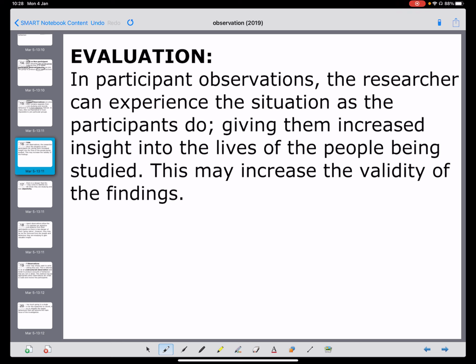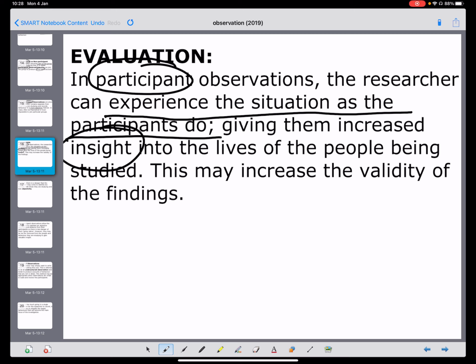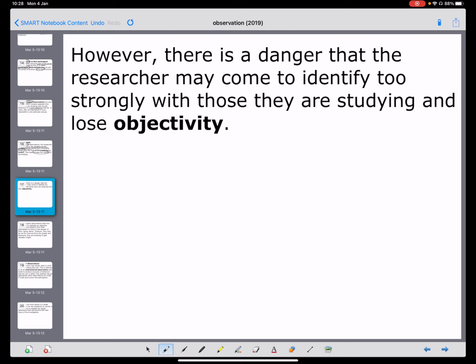Of course, the key to participant, and why some sociologists actually use participant observation, is that they can experience the situation the way that the participants do. So, of course, this gives us insight, okay, and it also increases the validity. And see, the theme of validity is running through this. However, of course, I may end up becoming too involved in the situation. So we say that I identify with the participants, and so therefore I lose objectivity.